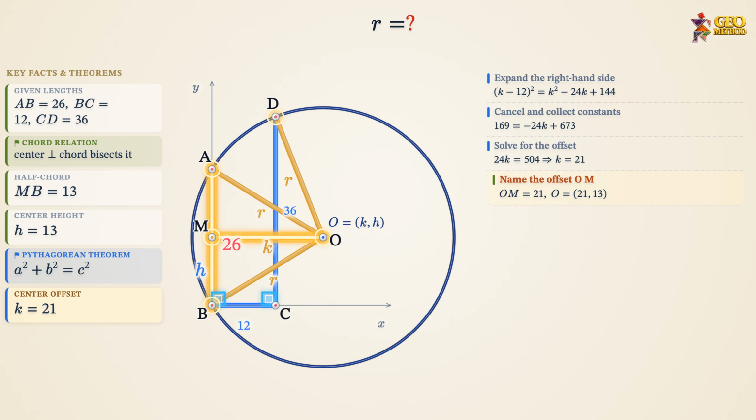That horizontal offset k is exactly the length segment OM, the distance from the center straight out to the chord AB. So segment OM equals 21. Now both legs beside B are known.